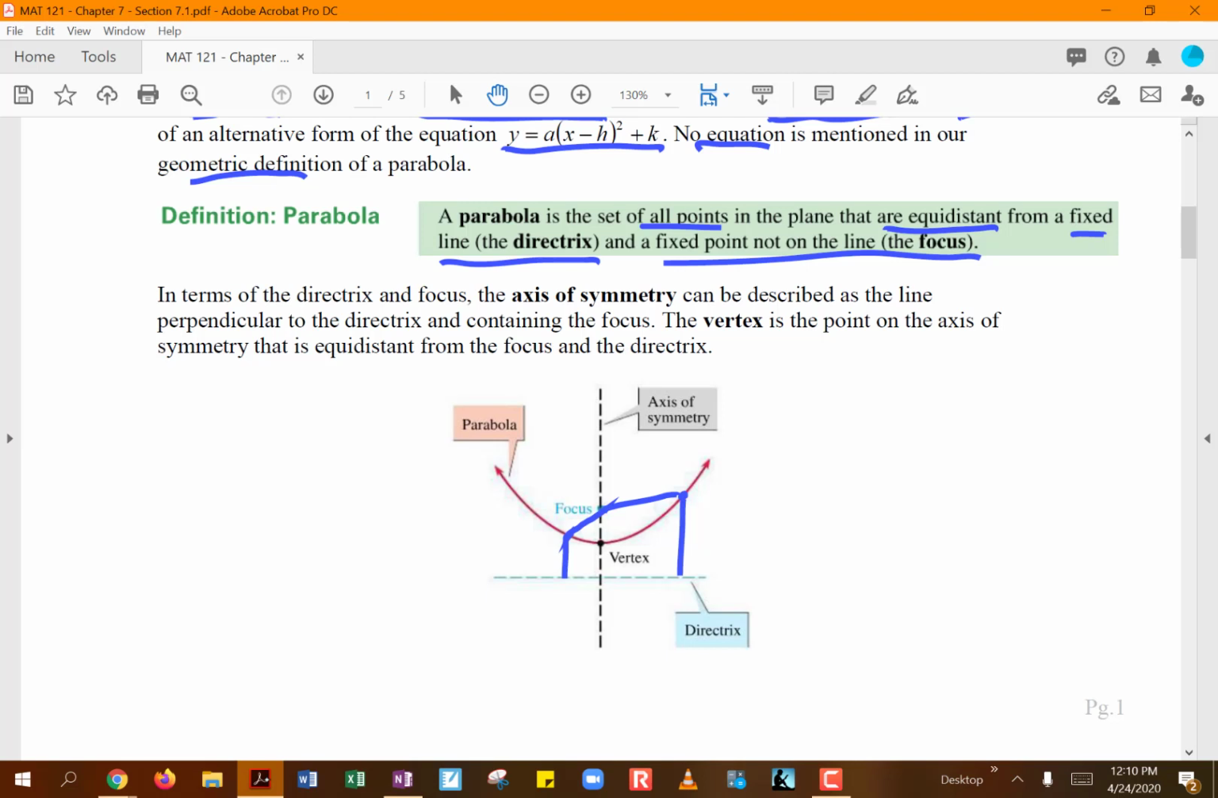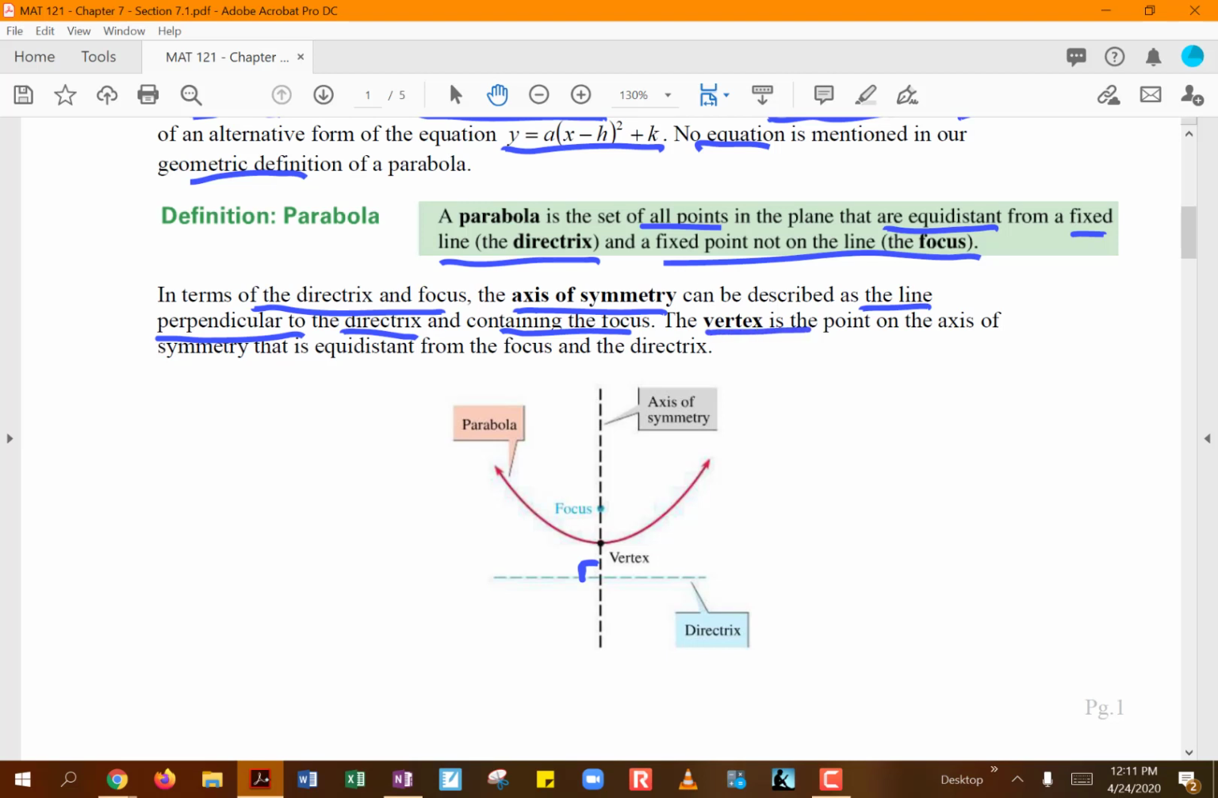Okay, so we are saying in terms of the focus and directrix, our axis of symmetry can be described as the line that is perpendicular to the directrix, and it will contain the focus, or pass through the focus. So as you can see, let me clear out these lines over here. Our axis of symmetry is this vertical line that passes through the focus. It passes through the vertex of our parabola, and it's going to be perpendicular to the directrix. So basically that means they will be making a 90-degree angle, right?